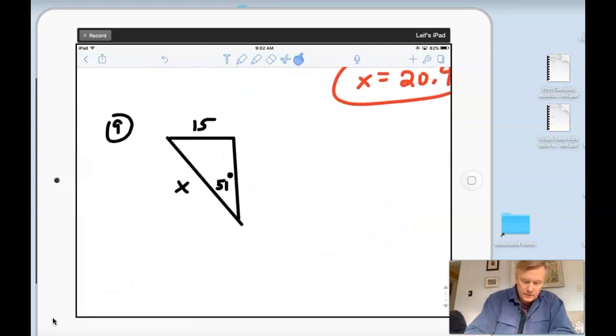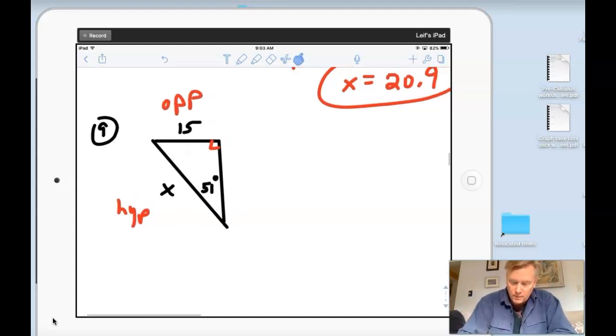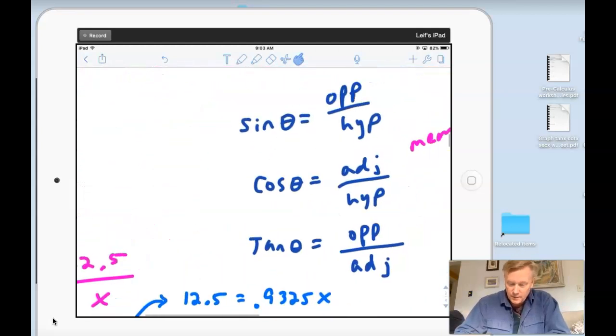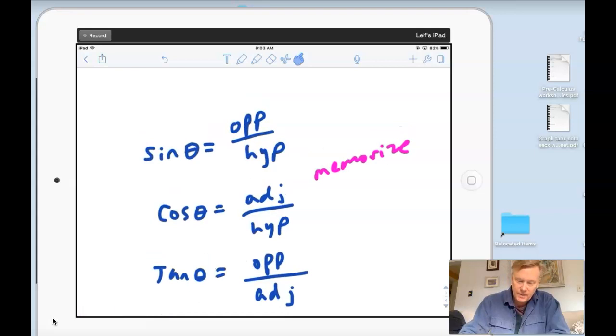Number 9. Same idea. Which one's opposite, adjacent, hypotenuse? This one's the hypotenuse. This one's the opposite. Please make sure you're getting that right. It can be brutal if a kid is putting the opposite side where the adjacent should be on every single triangle. Okay. So opposite and hypotenuse, that's sine 51. Remember, the only one with the opposite and the hypotenuse in it is sine. That's how I figured out which one of those three ratios to use, okay?